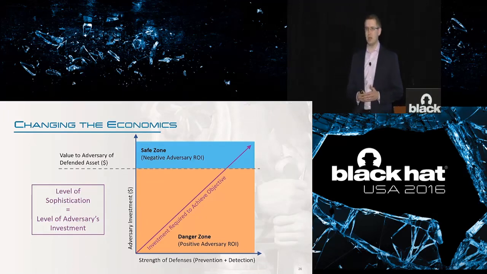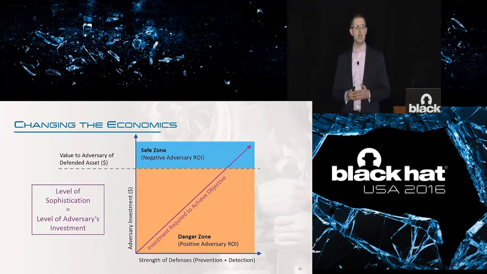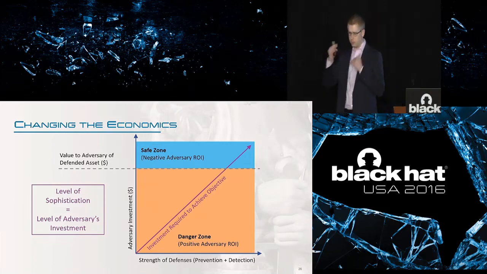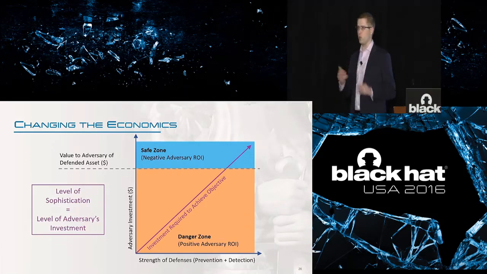This means that it doesn't make sense for them to attack you because they have a negative ROI. The danger zone is where they have a positive ROI. Even within the danger zone, it's not a binary safe or danger zone in terms of where you want to be. Ideally, yes, every organization would be in the safe zone.